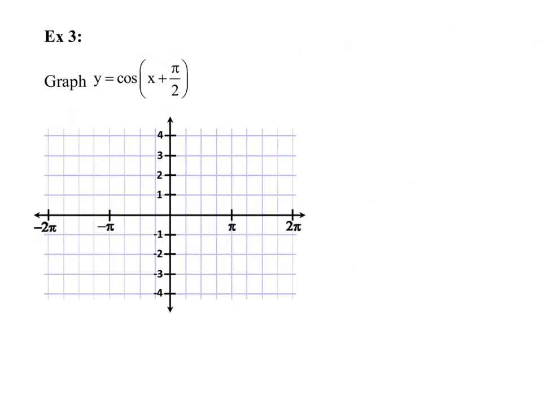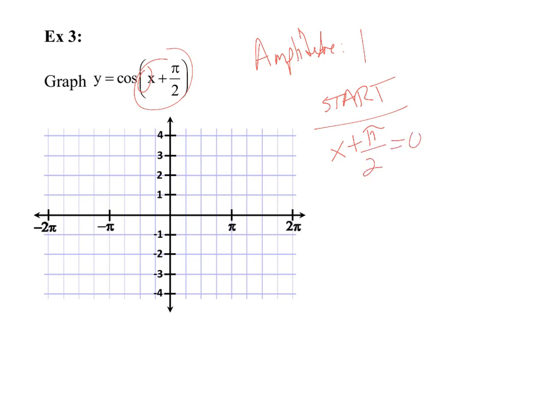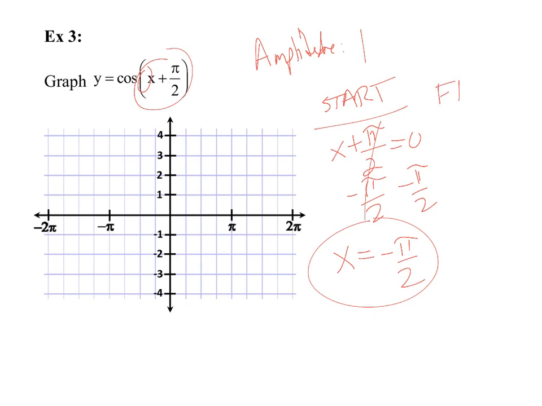Another example. What impact is that going to have on the graph? That's your phase shift. First thing, amplitude is 1. Nothing's happening to the period because the b value is 1. So I do a phase shift, which is going to move my starting value. I take x plus pi over 2, set that equal to 0, solve it, and I get x is equal to -pi over 2. That's my start.